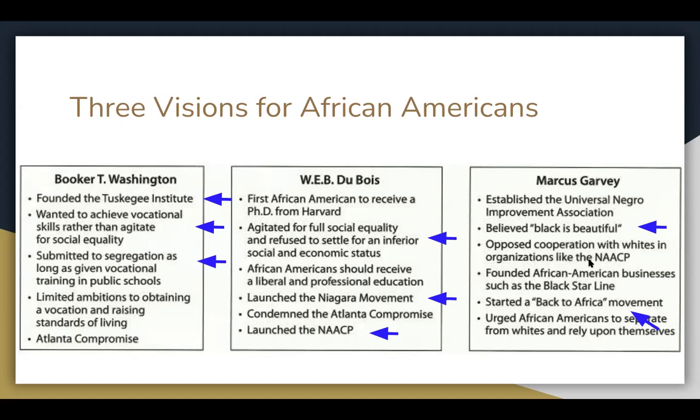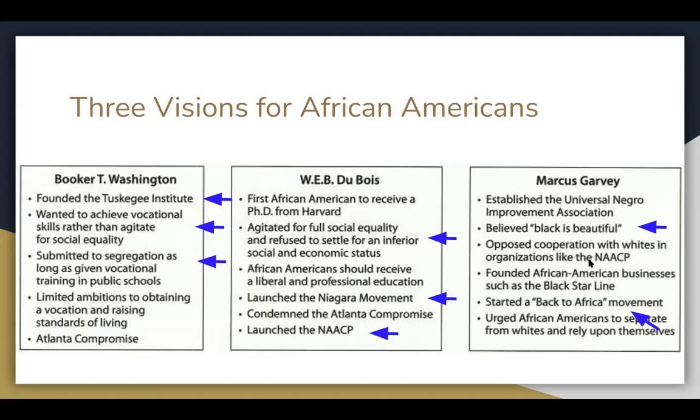Let's flip it over now to the other side, Booker T. Washington. Look what he says. Booker T. Washington wants to achieve vocational skills rather than agitate for social equality. So he looks at Marcus Garvey and he goes, you got to be kidding me. We are not leaving the United States. There's no way we're going back to Africa. What are we going to do, says Booker T. Washington? We're going to create schools where blacks can learn to get themselves ready for integration.